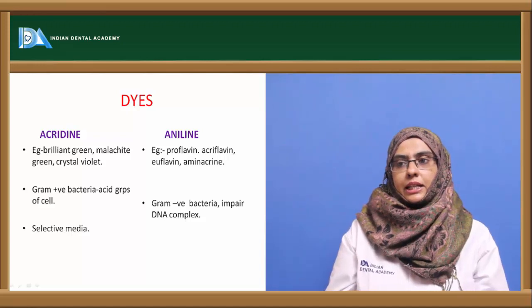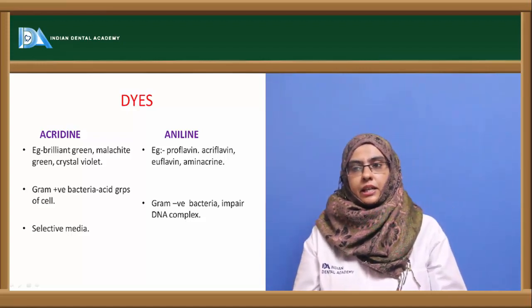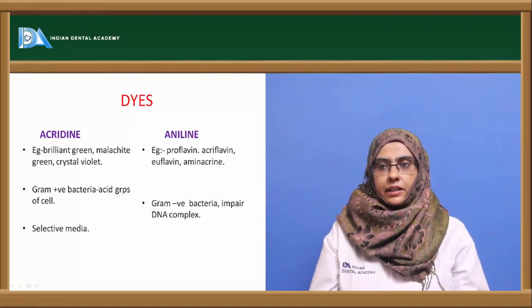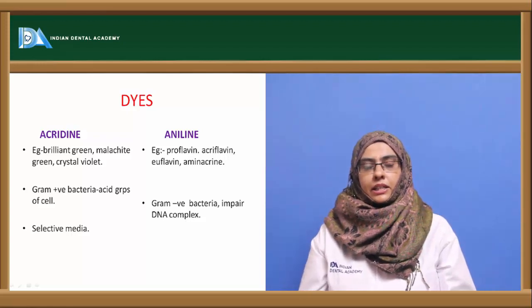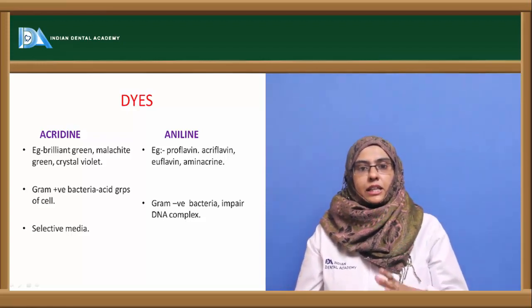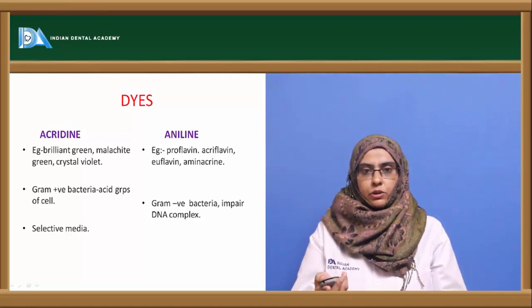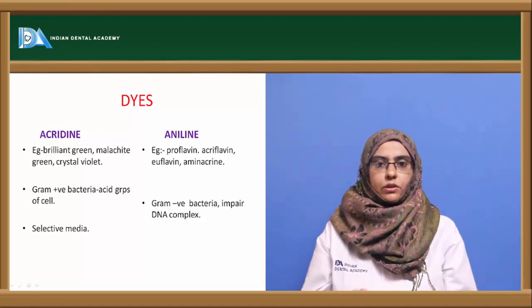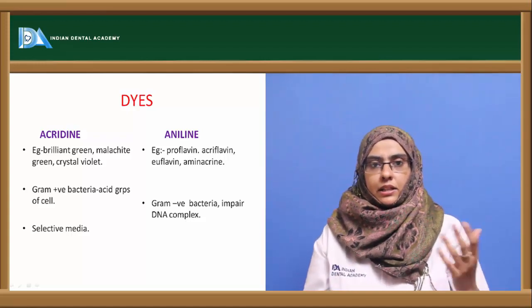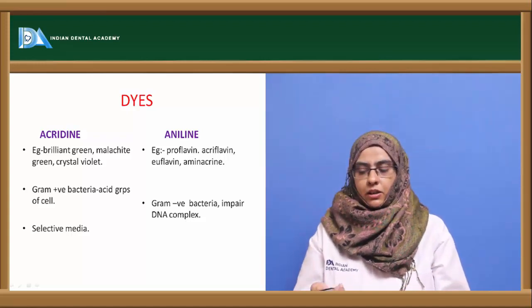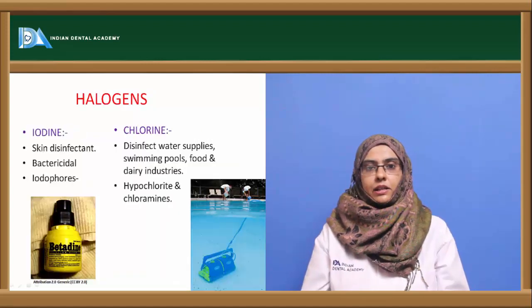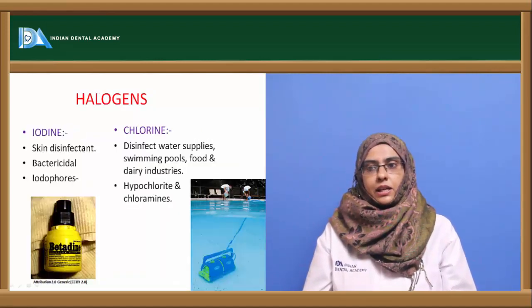Now coming to the aniline dyes, examples are proflavin, acriflavin, euflavin, aminacrine. These dyes are active against the gram-negative bacteria. They impair the DNA of the organism, and the DNA is the most important component that helps the bacteria to reproduce. So once it gets impaired, then there is no longer activity in the bacteria and the organisms will die. And the other group is halogens.